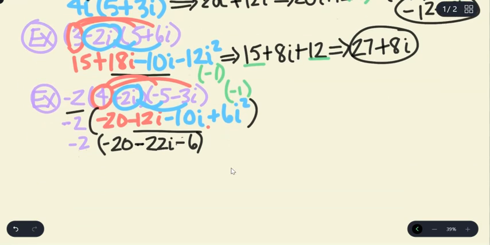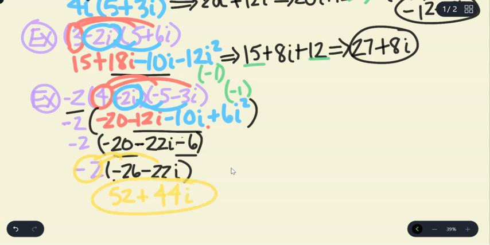But I need to simplify this a little bit more. So I have negative 20 and negative 6 that can go together. So I have negative 26 minus 22i on the inside, and I still have my negative 2 on the outside. So now I'm going to do a distribution with the negative 2. I'm going to take negative 2, multiply it by negative 26, and I get positive 52. And then negative 2 times negative 22, I get positive 44i. Now you're done. So that's how you do multiplication of complex numbers.